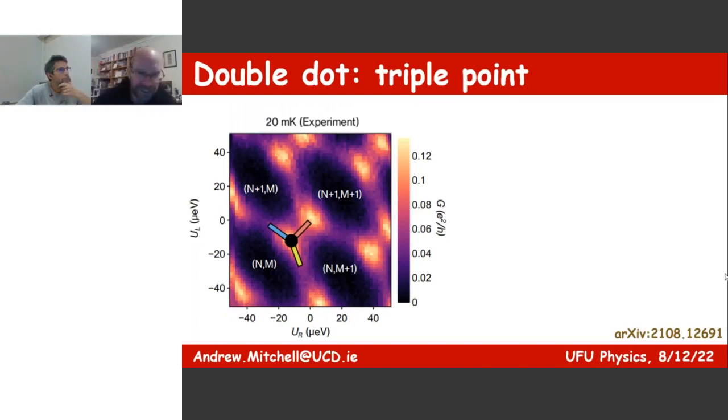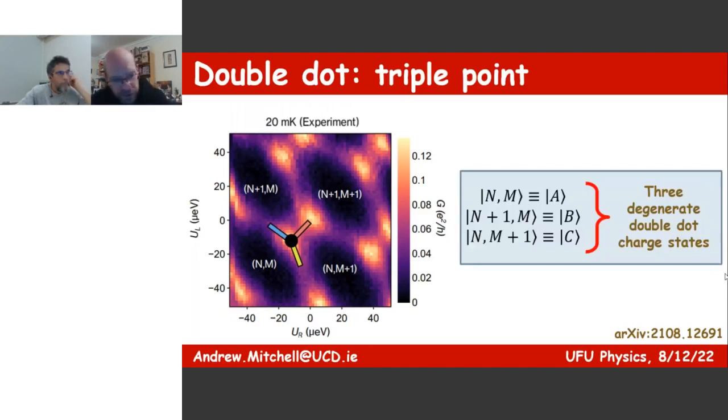But as I go from one of these hexagons to the other, I know that I'm adding and removing electrons. So I can navigate around in this diagram, thinking about which regions have stable charge configurations. And at one of these bright spots, you can see that it's at the degenerate intersection between three of these regimes: N and M, let's call that state A; N plus one and M, let's call that state B; and N and M plus one, let's call that state C.